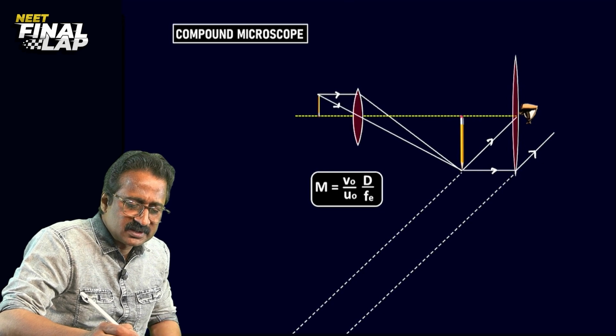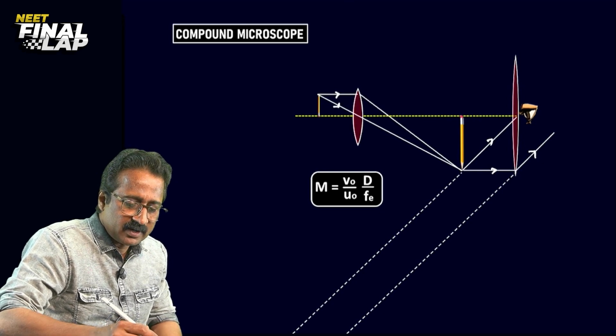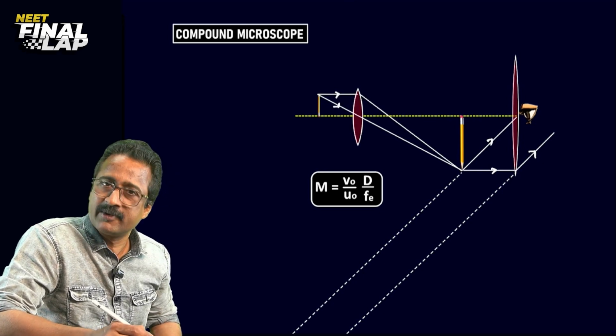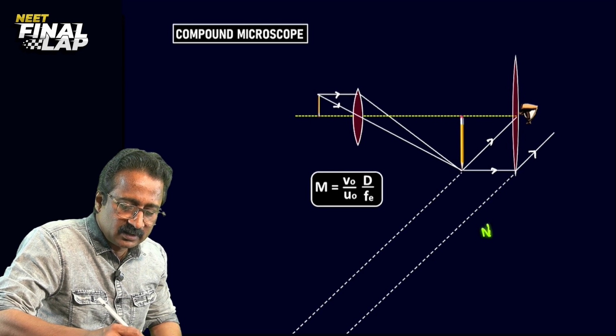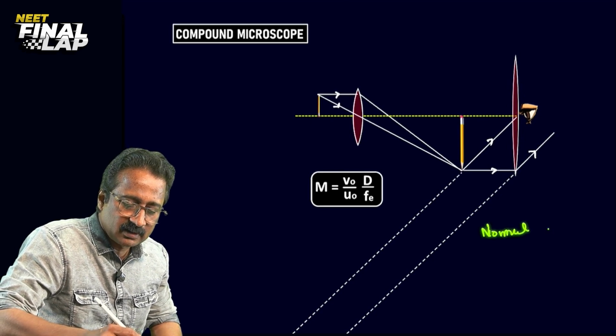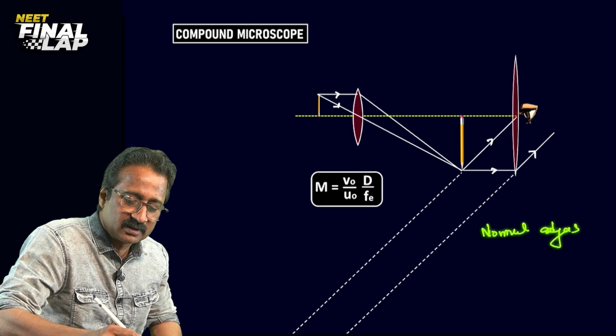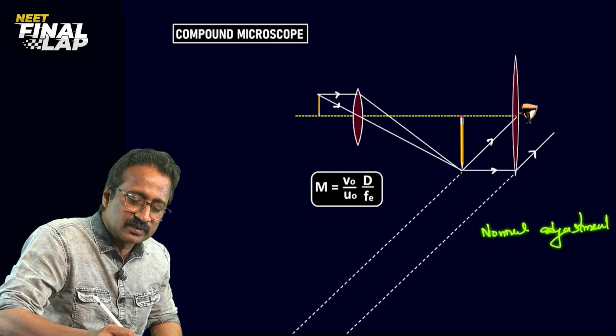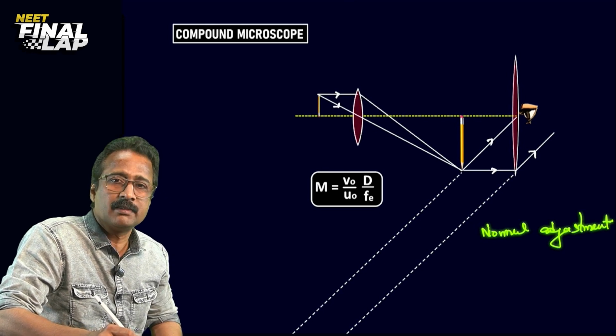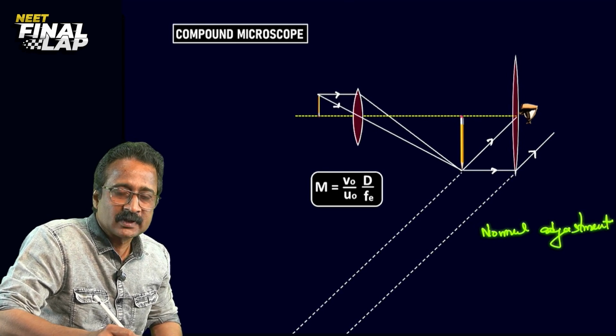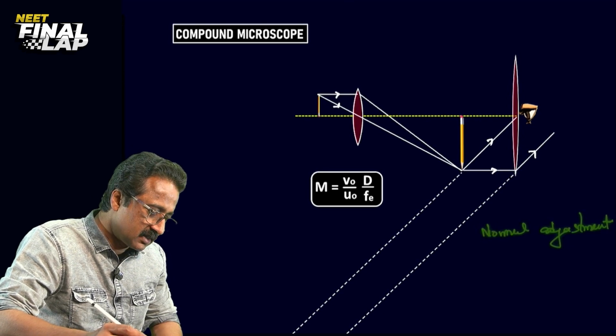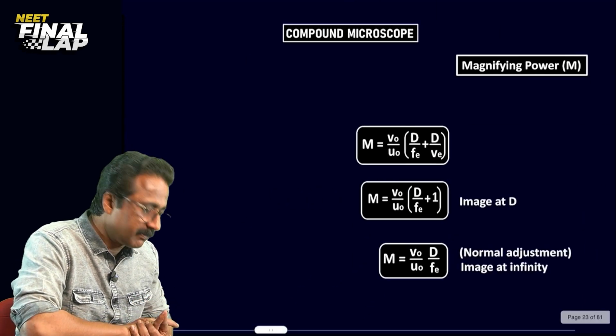So whenever image is formed at infinity, ഒന്നുകിൽ ഒരു ഇമേജ് ഇൻഫിനിറ്റിയിലാണ് ഫോം ചെയ്തതെന്ന് അവർ പറയും, അല്ലെങ്കിൽ ഇത്തരത്തിൽ ഈ ഇൻസ്ട്രുമെൻ്റ് അറേഞ്ച് ചെയ്യുന്നതിനൊരു പേര് തന്നെയുണ്ട്, ദാറ്റ് ഇസ് കോൾഡ് നോർമൽ അഡ്ജസ്റ്റ്മെൻറ്റ്. അപ്പോൾ നോർമൽ അഡ്ജസ്റ്റ്മെൻറ്റിലാണ് ഇൻസ്ട്രുമെൻ്റ് എന്ന് പറഞ്ഞാൽ മനസ്സിലാക്കേണ്ടത് ഫൈനൽ ഇമേജ് ഉണ്ടായിട്ടുള്ളത് ഇൻഫിനിറ്റിയിലാണെന്നുള്ളതാണ്. ഓക്കെ, സോ ദാറ്റ്സ് ദ ലിസ്റ്റ് ഓഫ് ഈക്വേഷൻസ് ഫോർ മാഗ്നിഫൈങ് പവർ.